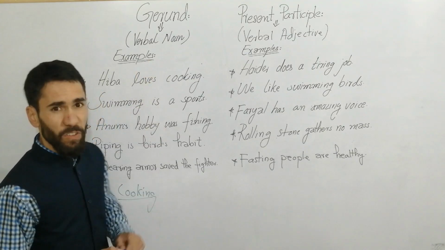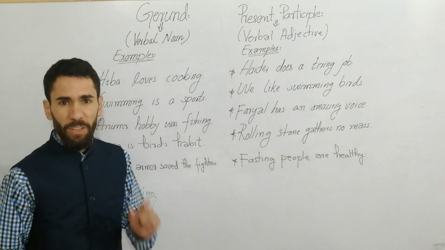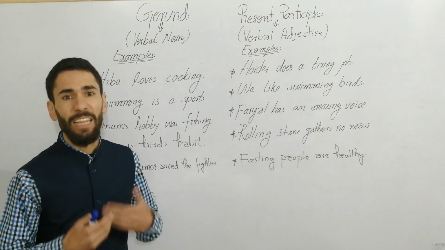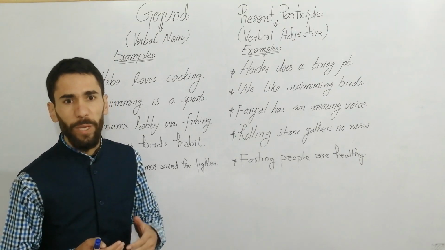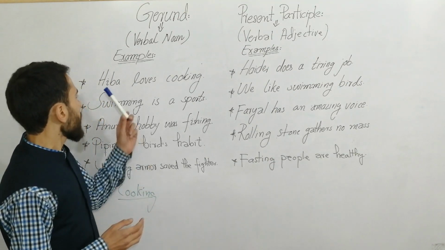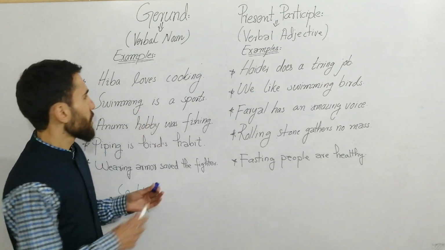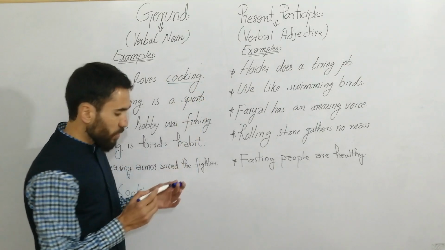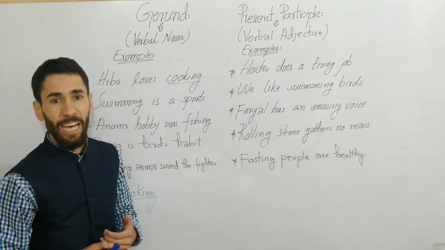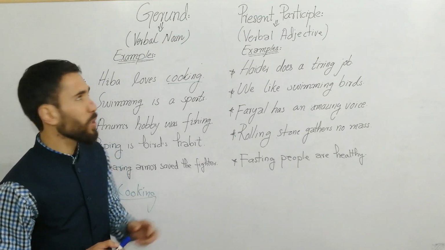So the definition of gerund is this: if the fourth form of verb is used as a noun in a sentence, we call it gerund. For example, Hiba loves cooking. Here cooking is the fourth form of verb, and cooking is used as a noun in this sentence. That's why we call it gerund.